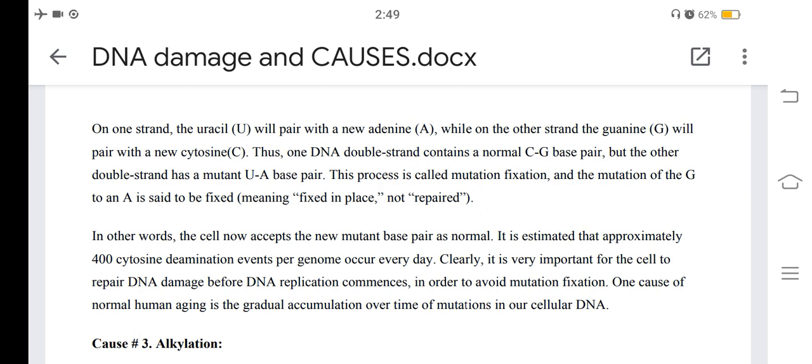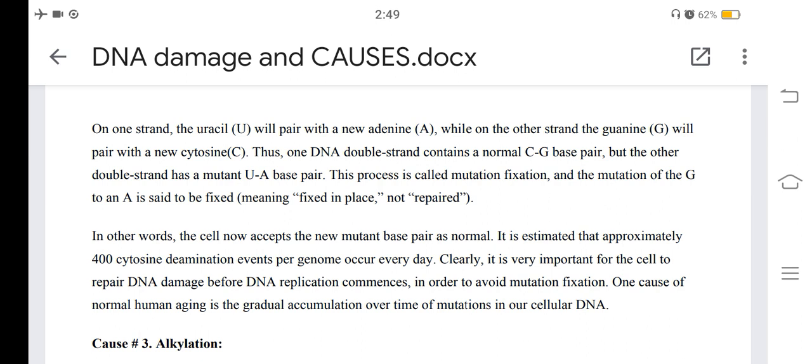Thus, one double strand of DNA contains a normal GC base pair, but the other double strand has a mutant UA base pair. This process is called mutation fixation, and the mutation of the G to A is said to be fixed, meaning fixed in place, not repaired. In other words, the cell now accepts the new mutant base pair as normal. It is estimated that approximately 400 cytosine deamination events per genome occur every day.